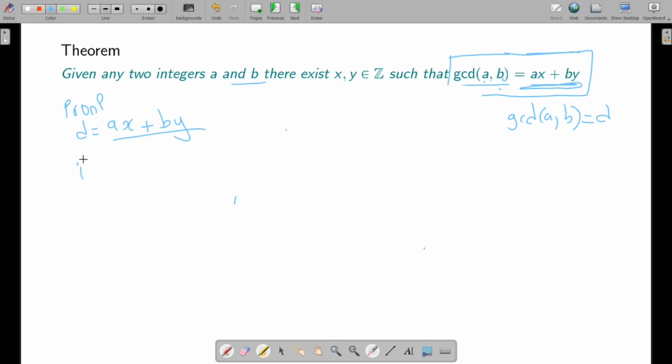One is I need to prove that D is greater than or equal to 0. D is greater than or equal to 0 by definition of S. In fact, D is strictly greater than 0. Secondly, I need to prove that D divides A and D divides B. And thirdly, let me do the third one first because it is easier. I want to prove that if E divides A and E divides B, then E divides D. But this we know, because if E divides A and E divides B, then E divides AX plus BY, which means that E will divide D.